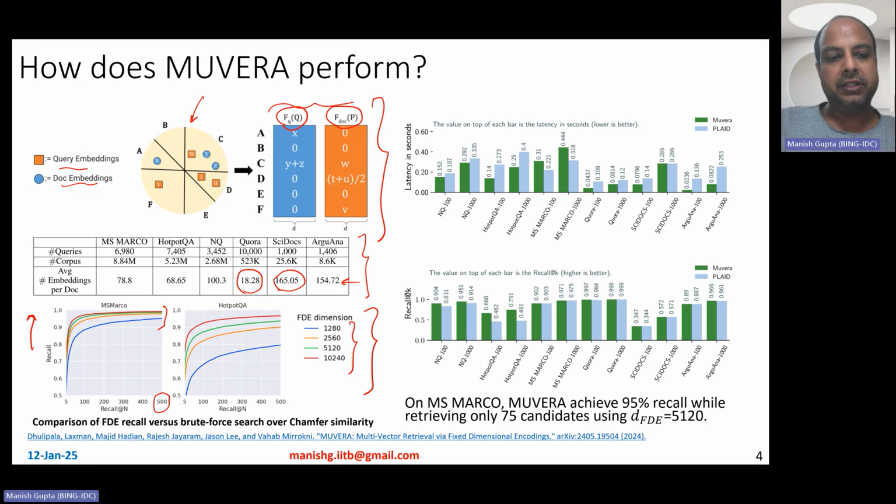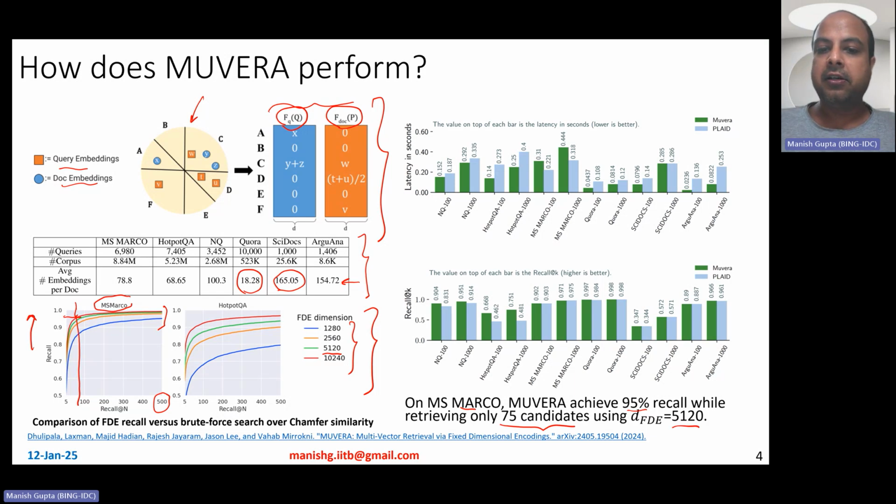So the awesome takeaway from this, for example on MS MARCO, is that Muvera achieves about 95% recall while retrieving only 75 candidates. Just with 75 candidates, you can achieve 95% recall if you are using, let's say, the green curve, with 5120 dimensional embeddings. Okay. So it can learn these nice 5,000 dimensional embeddings such that you use just 75 candidates and you are done, right? You basically get like 95% recall compared to what brute force Chamfer similarity, brute force ColBERT V2, would give you.